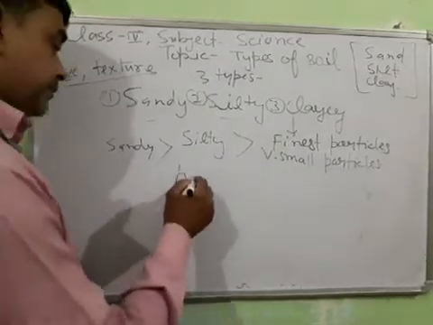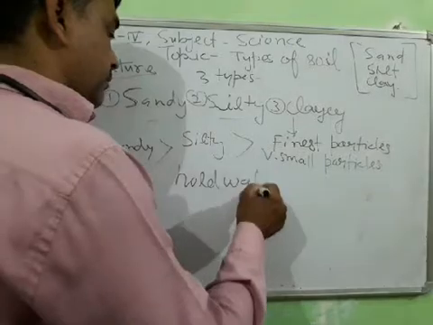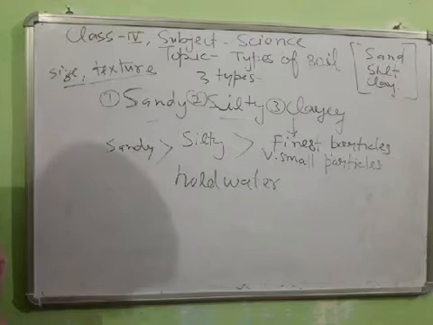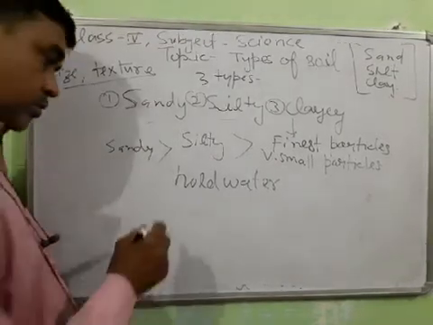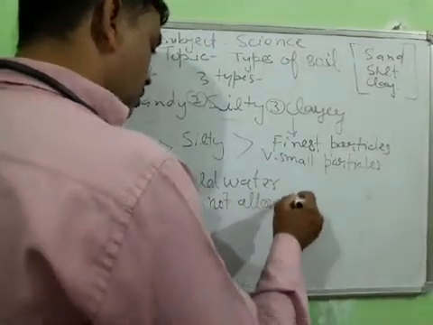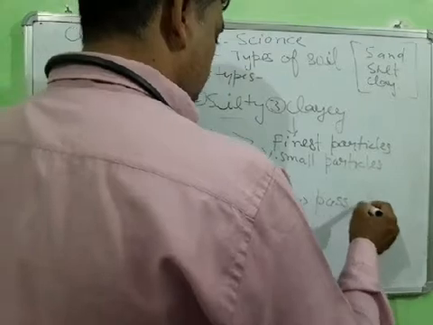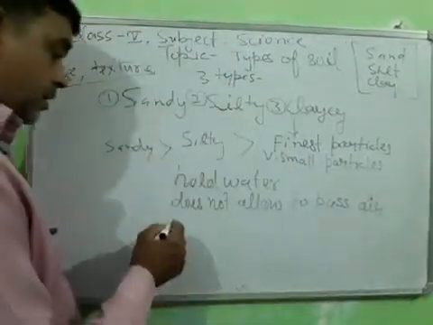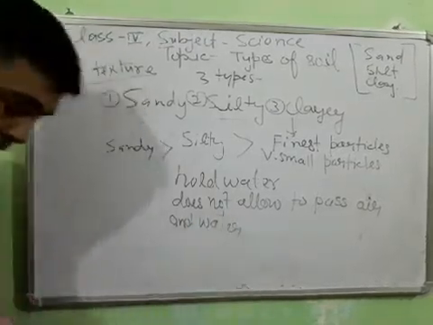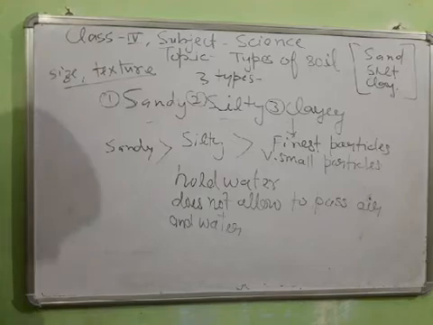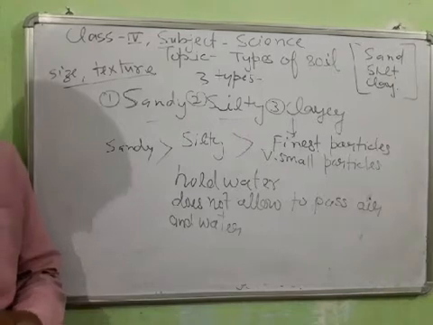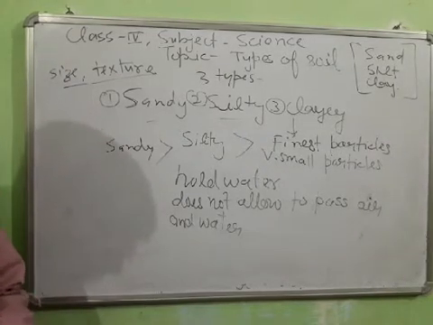Hold water. Not allowed to drain means it does not allow much air or water to pass through. It does not allow air and water to pass through. So it is not suitable for growing most plants.